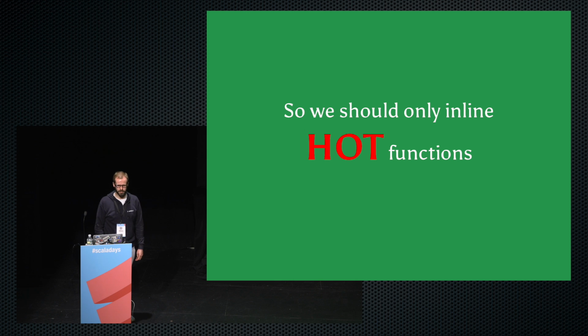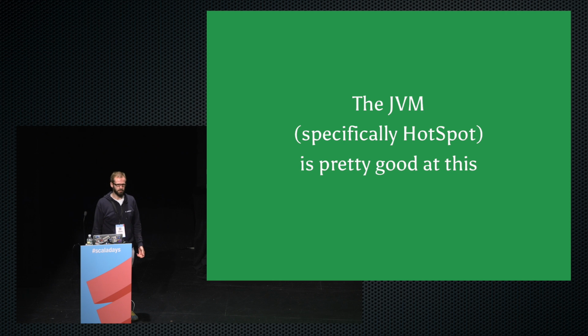So we only want to inline hot functions, meaning functions that are called very often in your code, like really important stuff. And ideally, we want to inline the smaller, hotter functions, because then more of them will fit without overflowing the cache. And it turns out that Hotspot is pretty good at this. I mean, that's the whole point of Hotspot. That's what it was designed for.